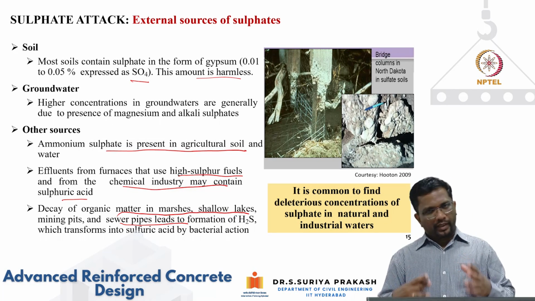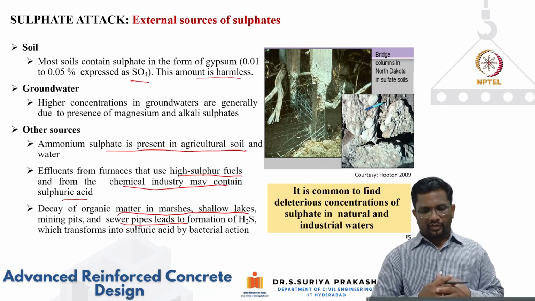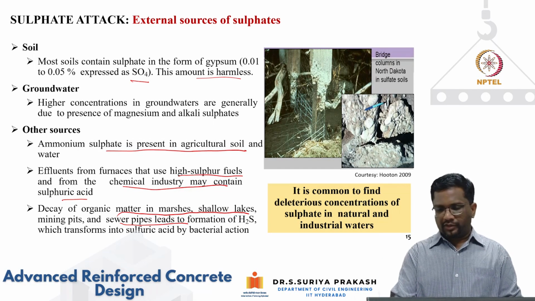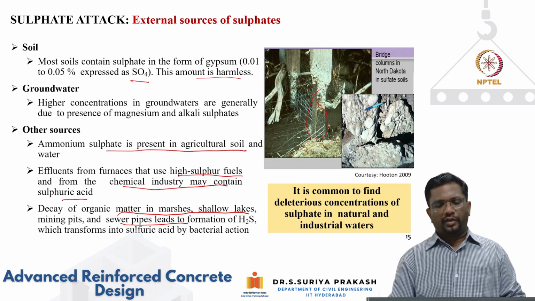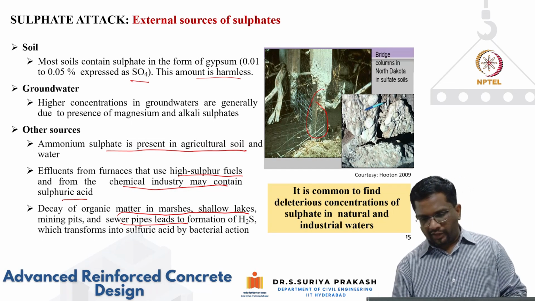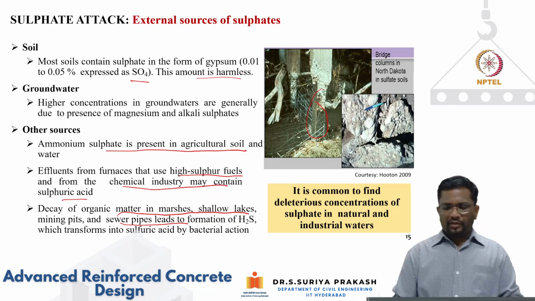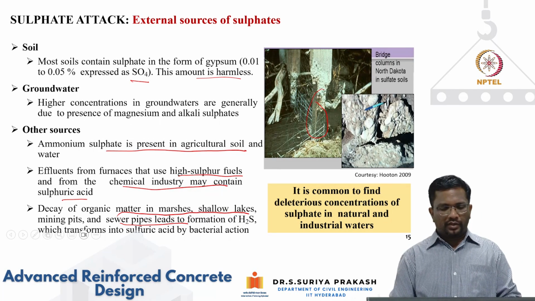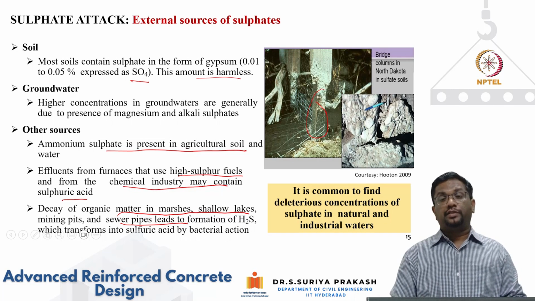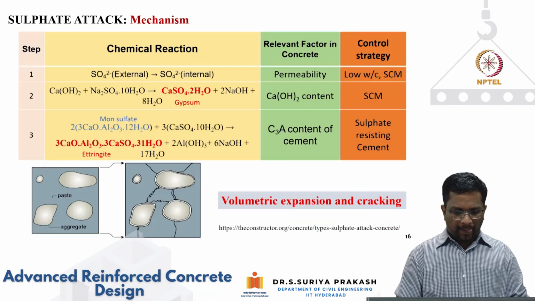So these are some examples of external sources of sulfate that we need to be careful about. You can see some of the bridge columns in North Dakota in very sulfate-rich soil. You can see that the cement has completely undergone degradation, and you are left with only steel rebar in some regions. It is also very common to find deleterious concentrations of sulfates in natural and industrial water. So these are the external sources of sulfate.